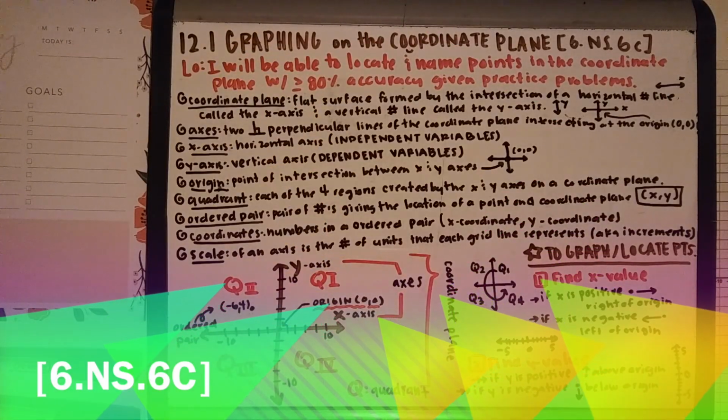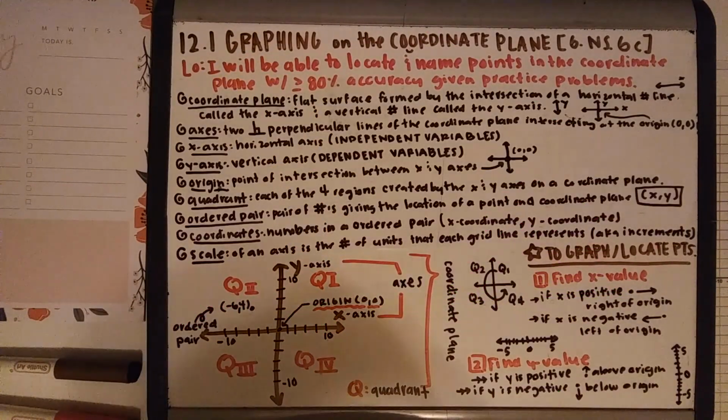Okay, guys, so this is 12.1. We're going to be graphing on the coordinate plane. That's your standard and your objective: to be able to locate and also name points in the coordinate plane. Again, with always an 80% accuracy or higher, given the practice problems on your Freckle or your book or any other homework that you get.